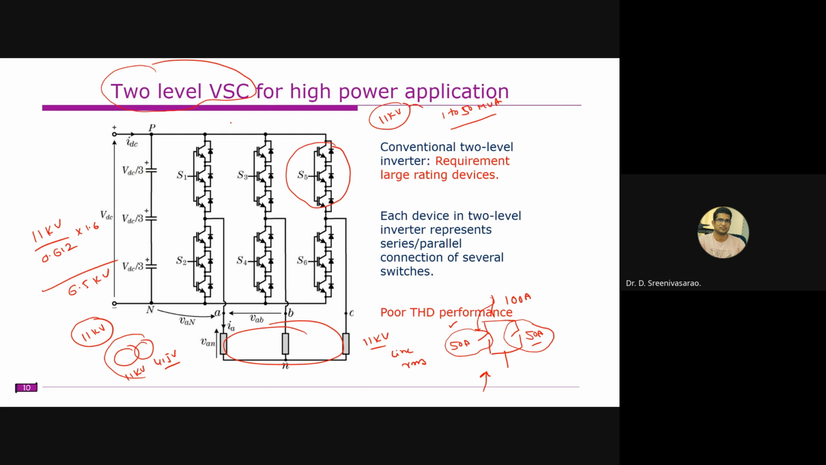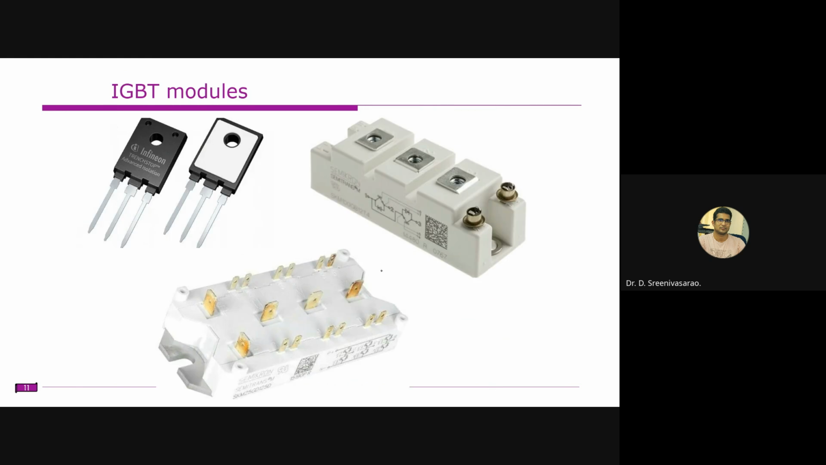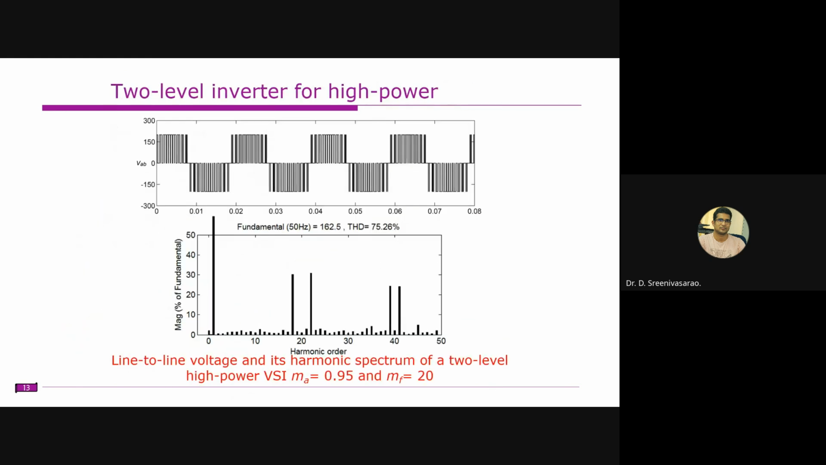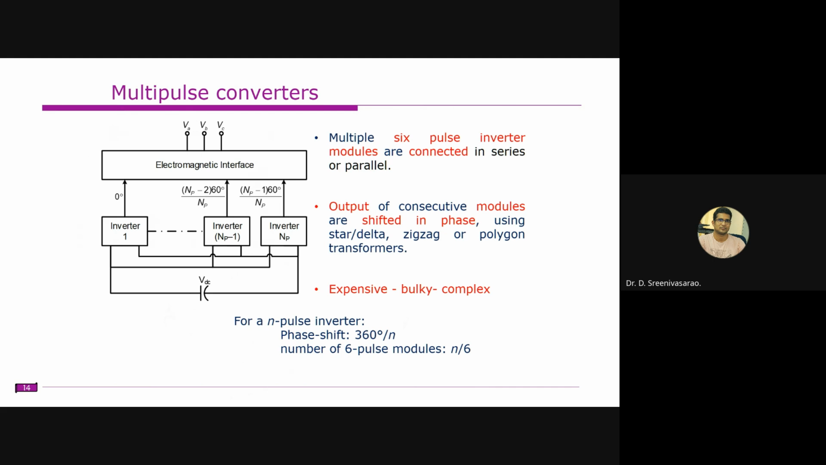So therefore, if you want to directly connect some high voltage converters or some medium voltage converters directly to the grid, there are two options available. One is the multipulse converter and another one is the multilevel converters. This multipulse converter, you might have studied, right? In case you're studying HVDC, like 6 pulse converters, 12 pulse, 18 pulse, 24 pulse, and the 48 pulse converters. Right.